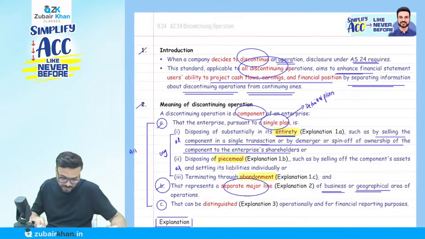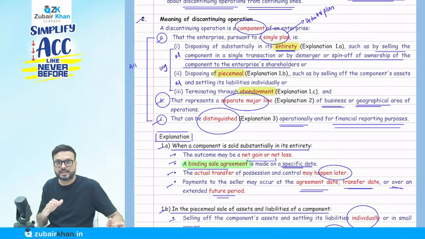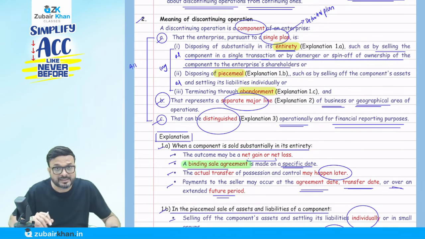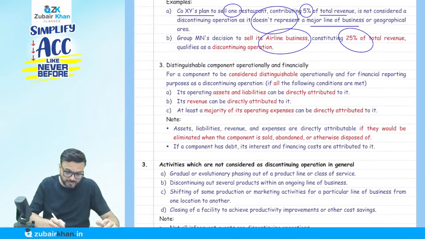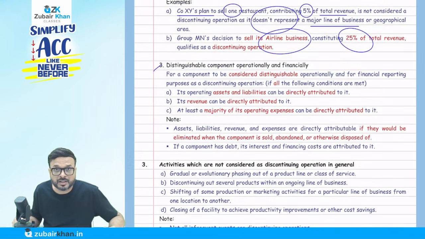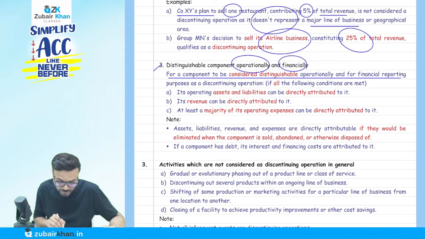Now, when I come to the third point, they say that it can be distinguished operationally or for financial reporting purposes. The explanation is given in point number 3. They say it can be distinguished operationally, a different identity for the airlines, or for the financial reporting purpose. Now go to point number 3: distinguishable component operationally and financially. For a component to be considered distinguishable operationally and for financial reporting purposes as a discontinuing operation, all the following conditions must be met.